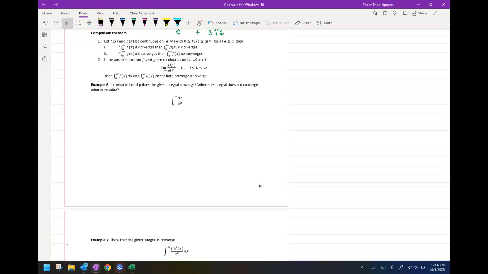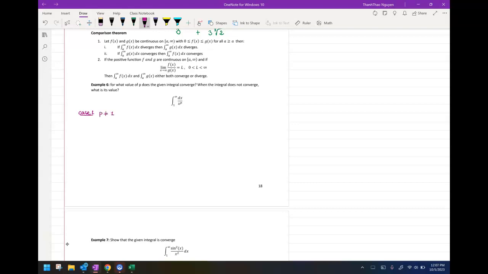Take a look at the first problem. For what values of p does the given integral converge? When the integral does converge, what is its value? Okay, so start with this integral. Well, let's make it into different cases. So let's call this case 1: what if p is not 1?